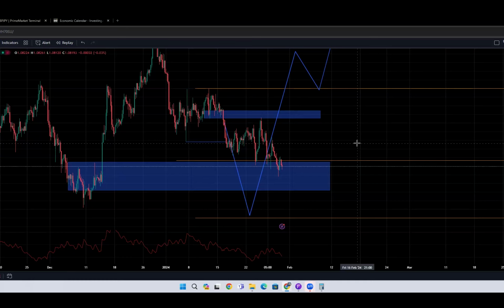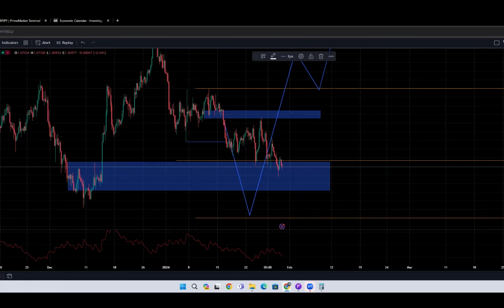Now, Euro dollar, if you want to calculate the ATR, it's pretty simple. You just take whatever number the ATR gives you and multiply it by 6. So 241 times 6, and then this is going to be your stop loss.